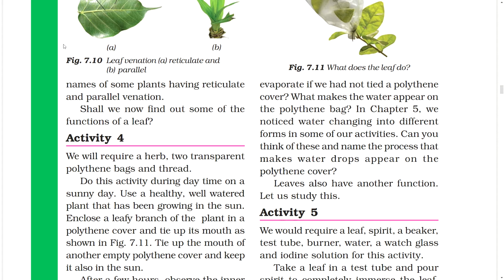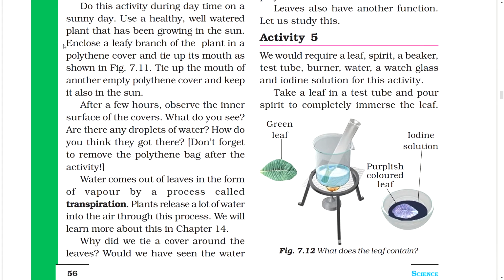Leaves also have another function. Let us study this. Activity 5. Do this. We would require a leaf, spirit, a beaker, test tube, burner, water, a watch glass, and iodine solution for this activity. Take a leaf in a test tube and pour spirit to completely immerse the leaf.